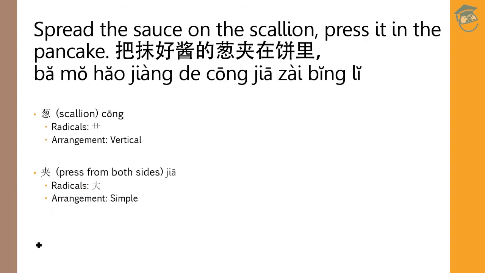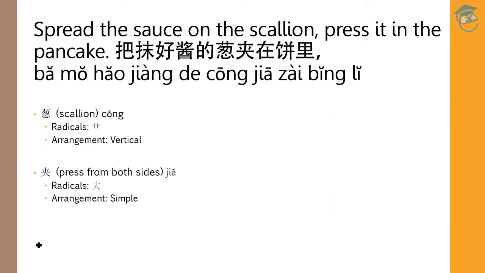In Chinese cuisines, we use green onions quite a lot, so it is good to learn how to say scallion, the vegetable that grows out of the onion.